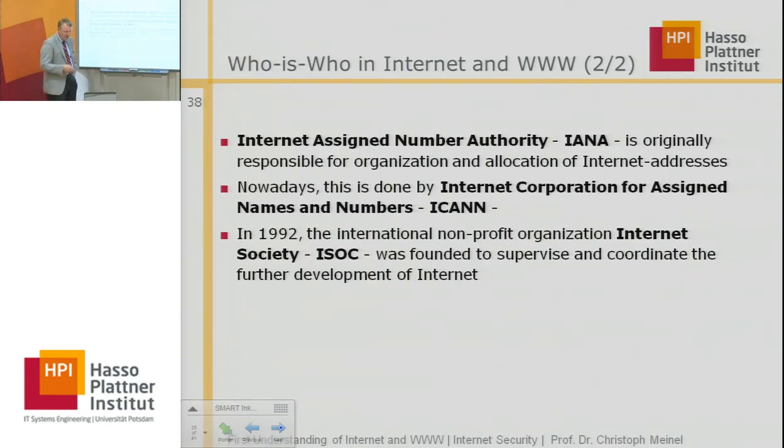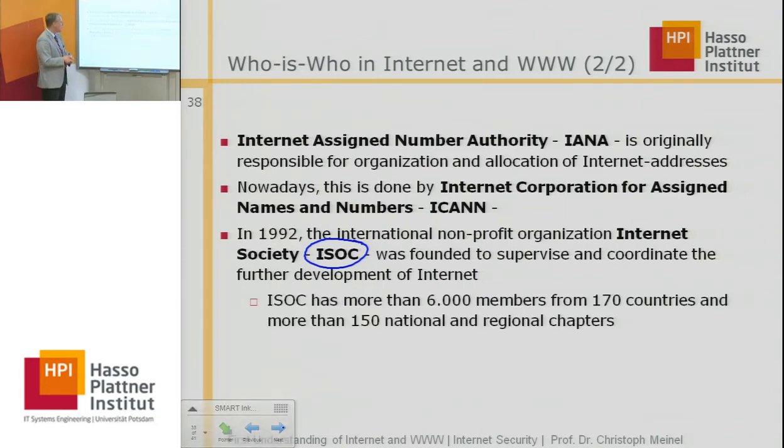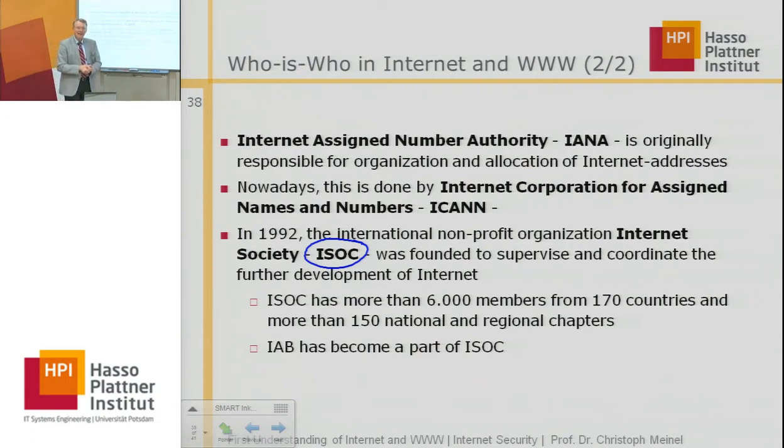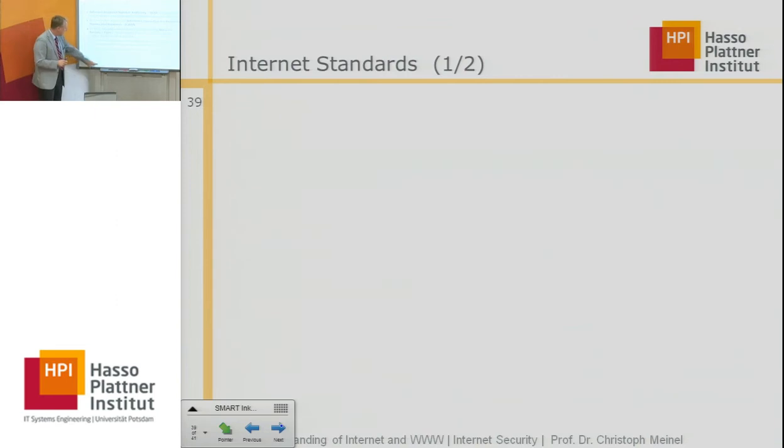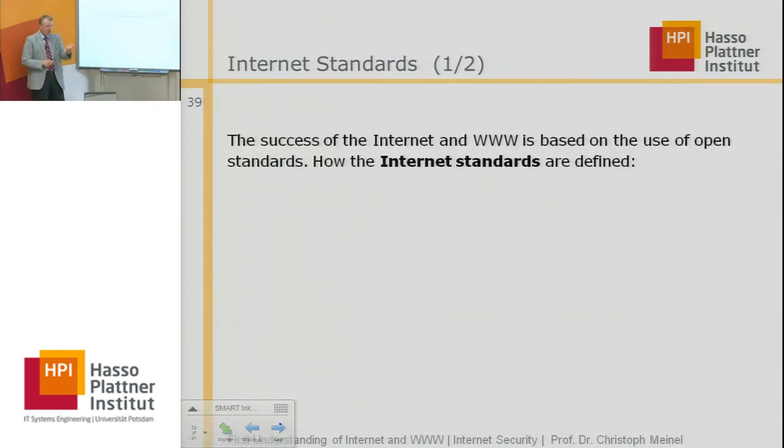All these organizations are carried by an international non-profit organization, the ISOC, the Internet Society, which was founded to supervise and coordinate the international development of the internet. Meanwhile, ISOC has more than 6,000 members from 170 countries and more than 150 national and regional chapters. The Internet Architecture Board has become a part of ISOC, so ISOC is a unifying organization that is responsible for all the developments in the web and the internet.